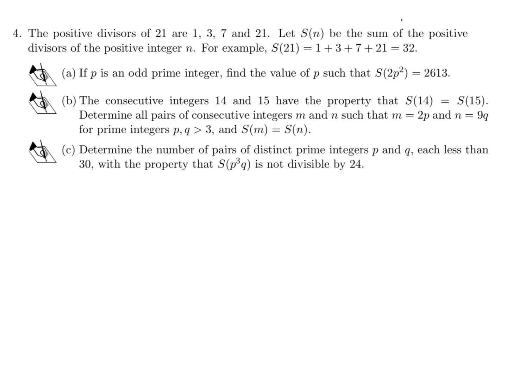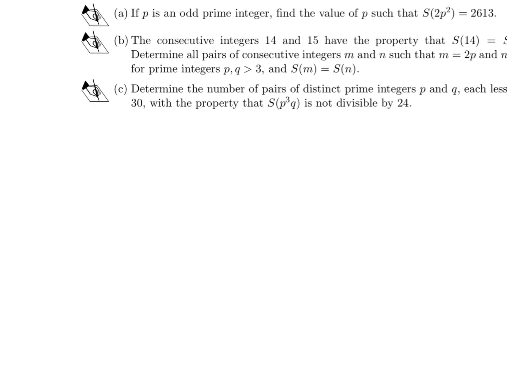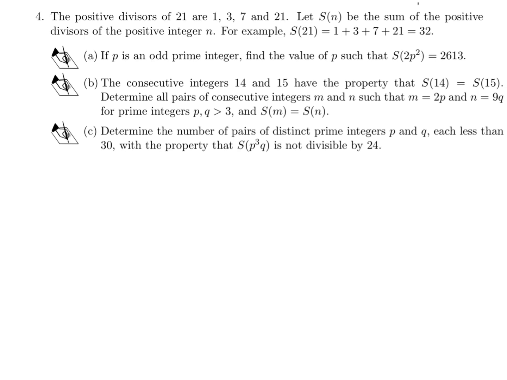The positive divisors of 21 are 1, 3, 7, 21. Let S at n be the sum of the positive divisors of the positive integer n. For example, S at 21 would be 1 plus 3 plus 7 plus 21, which is 32. If p is an odd prime integer, find the value of p such that S at 2p squared is 2613.